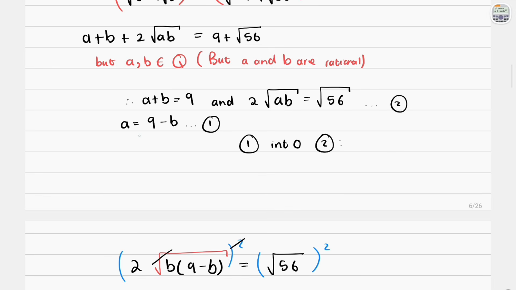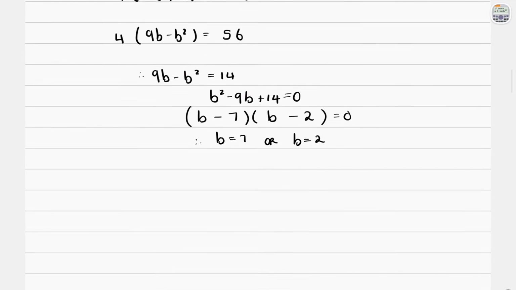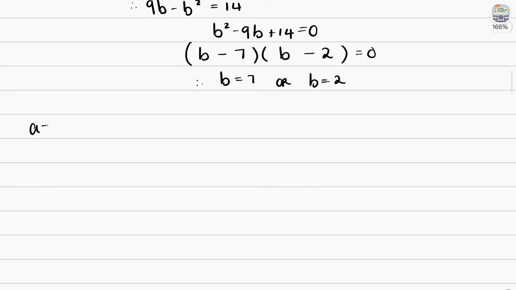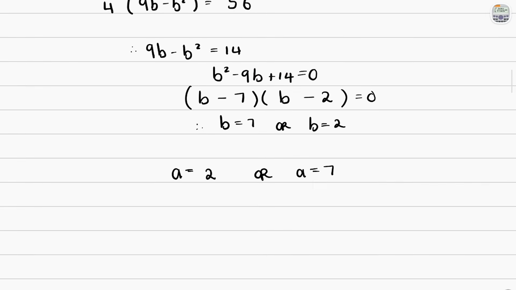Now to solve for A, because A was 9 minus B, let's just substitute. Since A was equal to 9 minus B, if B is equal to 7, A is 9 minus 7, which is 2, or if B is 2, A is equal to 9 minus 2, which is 7. So you see that ultimately A equals 7 and B equals 2, or A equals 2 and B equals 7, right?